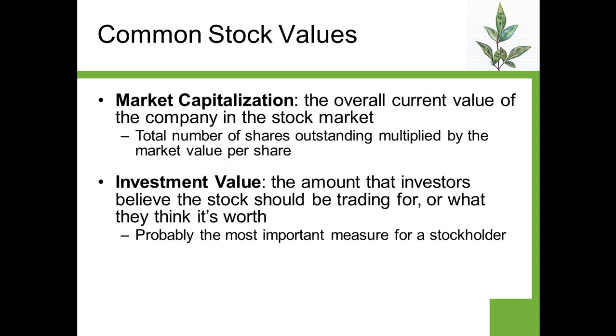Market capitalization in common stock value. The overall current value of the company in the stock market is market capitalization. For example, total number of shares outstanding multiplied by the market value per share. If the market value per share is $1,000 and there are 1,000 outstanding stocks, so 1,000 multiplied by 1,000, it will become 10 lakhs. So this 10 lakh is the market capitalization for the organization.